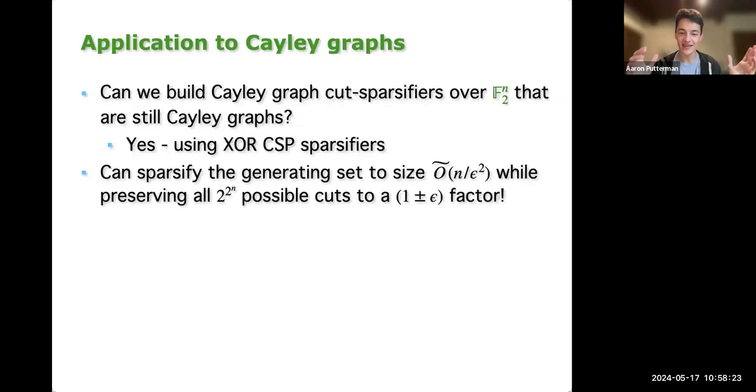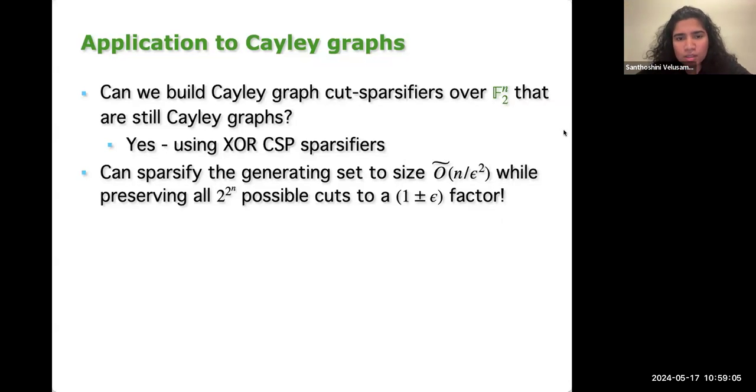So in particular, using XOR CSP sparsifiers, we can sparsify any arbitrary Cayley graph over F2 to the n to a generating set of size O tilde n over epsilon squared, while preserving all 2 to the n possible cuts in the Cayley graph to a 1 plus or minus epsilon factor. So somehow the language of CSP sparsification enables us to capture more complex data structures, and still, kind of as a black box, conclude their sparsifiability. And that's why abstracting to this more general framework of CSP sparsification has led to more powerful results, and motivates a nice perspective to use for these results.